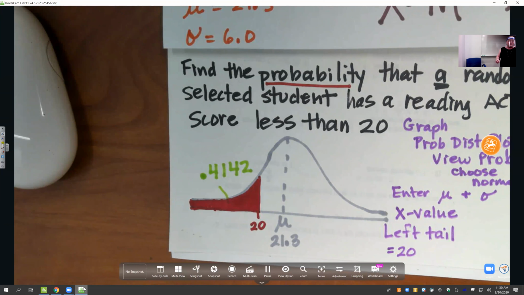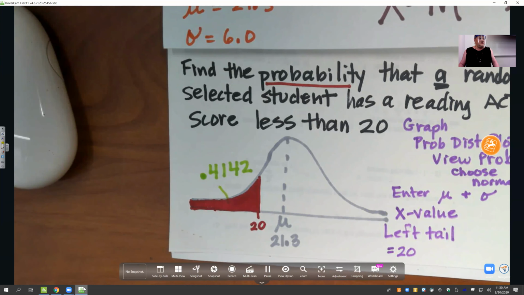So that tells me that there's about a 41% chance that a student is going to score less than 20 on the ACT reading in 2004, because that was what we were focused on. Okay, you ready for the next one?